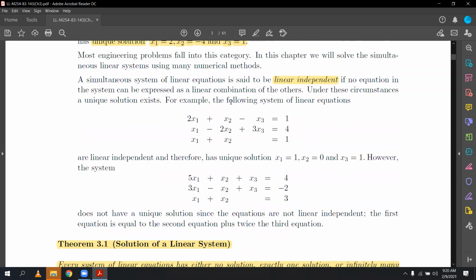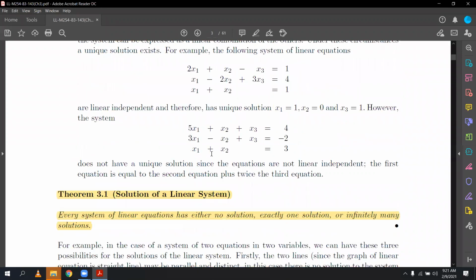Generally, about the simultaneous system, because I told you when I say system in this chapter, I mean simultaneous system. Every simultaneous system of linear equations may have no solution, may have exactly one solution, or may have infinitely many solutions. It means there is no guarantee a simultaneous system always gives you a unique solution. It must satisfy this theorem we have here.